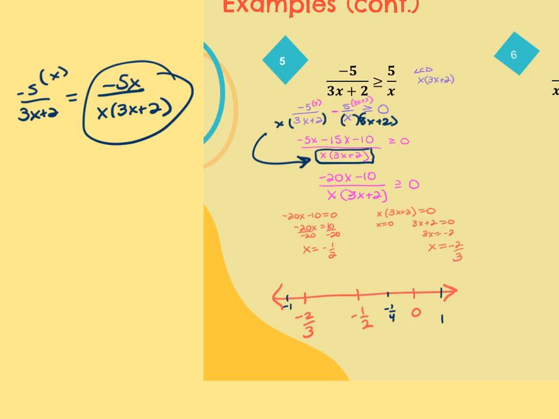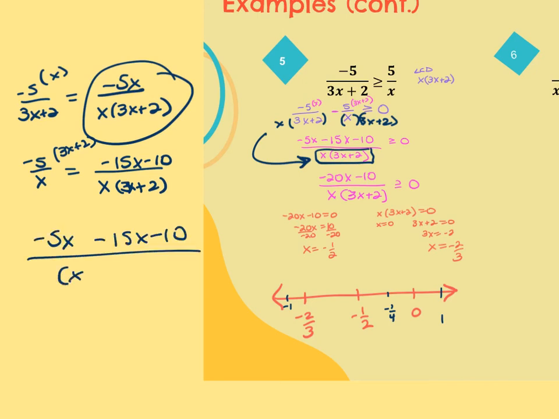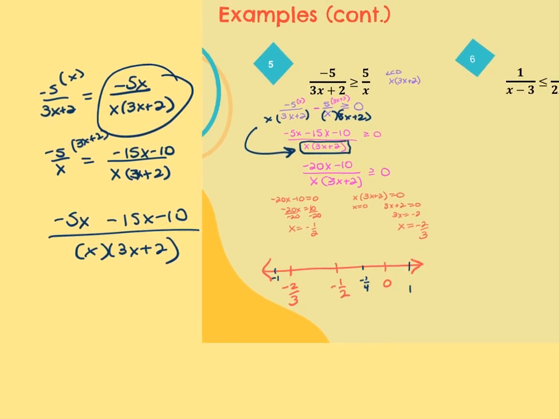Yeah. So then I did the same thing for 5 over x. I made it something over x times 3x plus 2, which I'd have to multiply by 3x plus 2. I distributed the negative here, so I got negative 15x minus 10. It's just that I'm writing this all over one denominator instead of writing it twice. Does that make sense? Yeah. Okay, I just kind of skipped that step, but that's what you are doing.